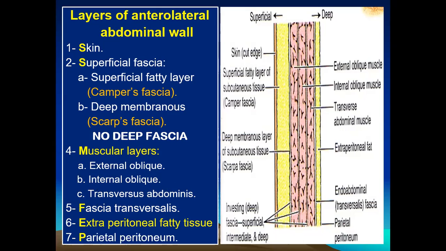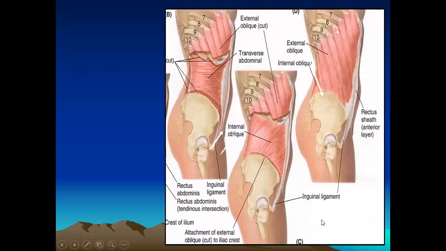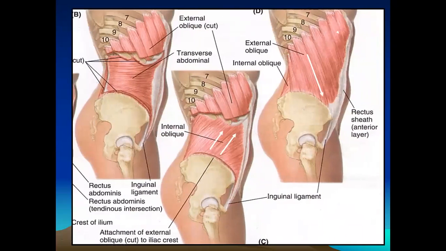Then within the peritoneum, as I said, we have the parietal peritoneum. Now if we look at the muscles, once you remove the skin and superficial fascia, the most important structure will be the abdominal muscles, which form a thick layer which gives strength to the abdominal wall. Okay, so these are the muscles. We will talk about them in detail one by one.